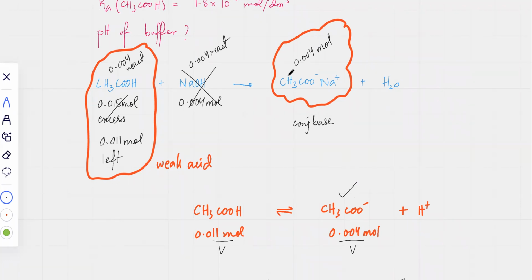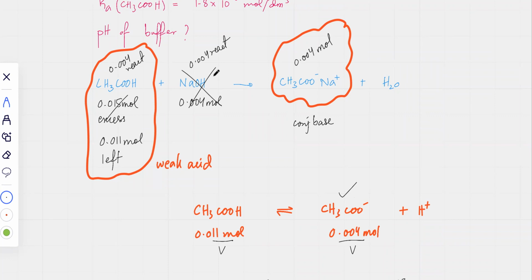Yes. Let's suppose there were 2 moles of this acid, CH3COOH, then what happens? Would we be getting 0.008 moles of this conjugate base? No, it's always the limiting reagent that decides the moles, because the excess will not be able to react completely. Even if you add 100 moles of it, the amount that would be able to react would just be 0.004. This gets used up.